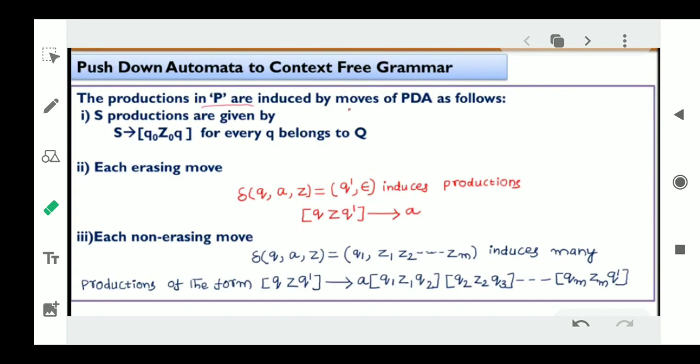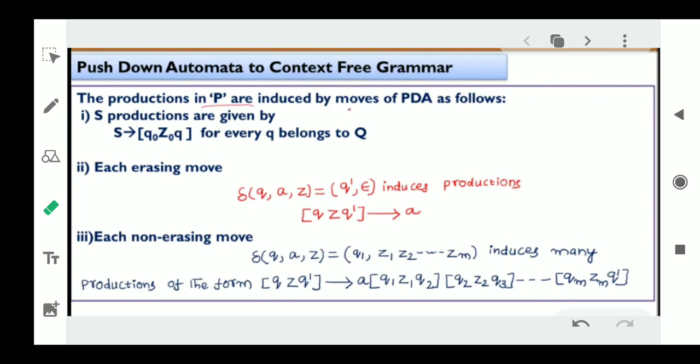In this video lecture, we are going to discuss push-down automata to context-free grammar, conversion of PDA to CFG. See, in the previous lecture, we have converted from CFG to PDA. Now here we are going to convert from push-down automata to context-free grammar.